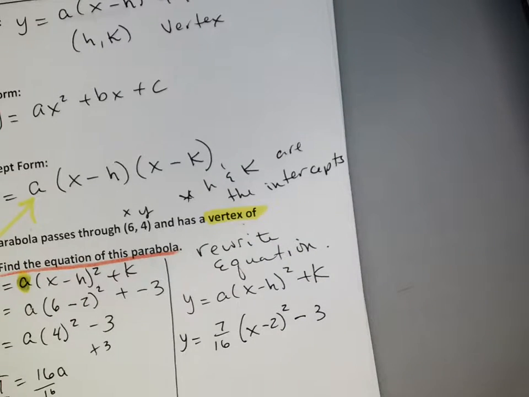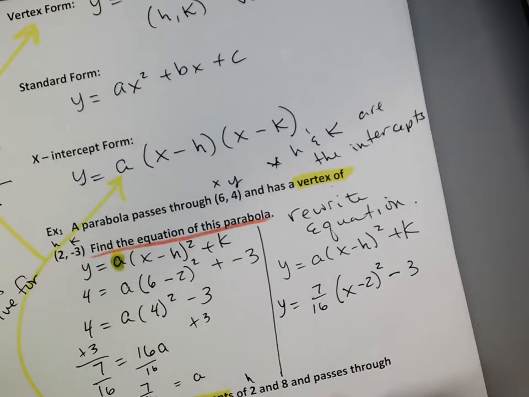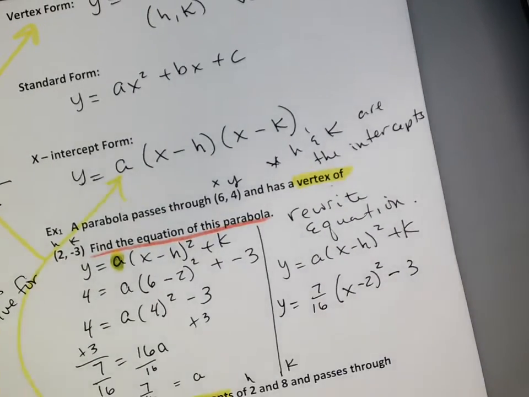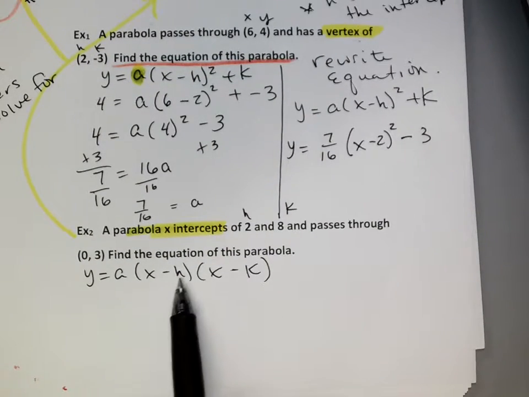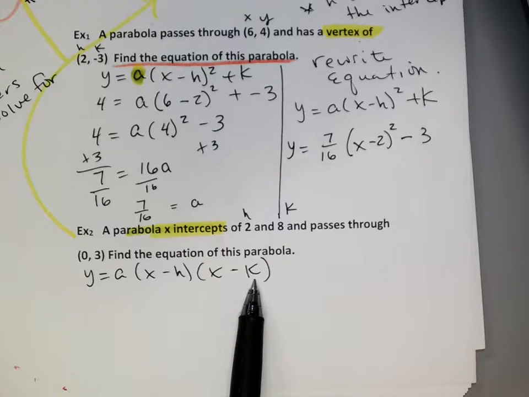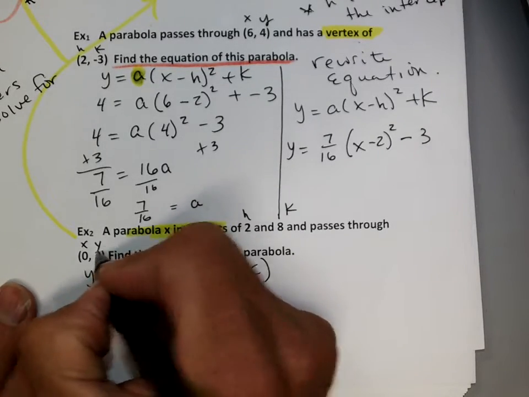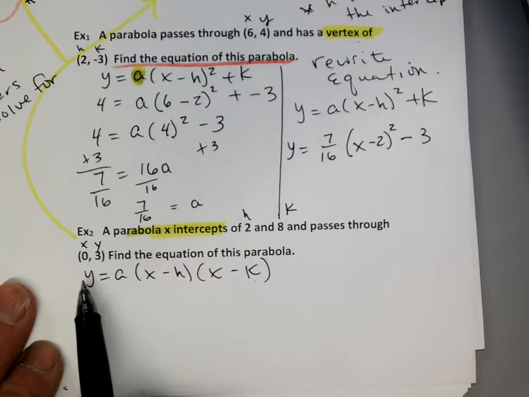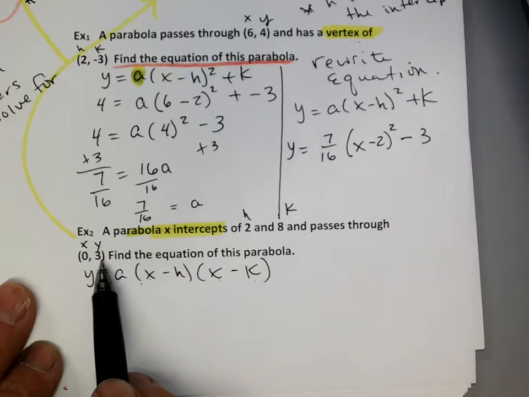And on example 2, then I know that 2 is my H and 8 is my K, all right? So what I'm going to do is put, and I'll do it in a second, I'll put the 2 right there for H, and I'll put the 8 right there for K, all right? Now, I have a point, 0, 3, and every point has an X value, right? And a Y value, right? So I'll put my 0 in for X, for both X's, right? And I'll put my 3 in for Y.